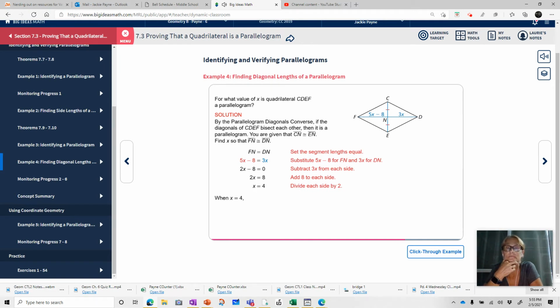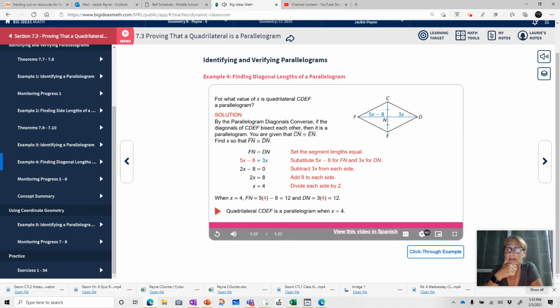When x equals 4, FN equals 5 times 4 minus 8, which equals 12, and DN equals 3 times 4, which equals 12. So, quadrilateral CDEF is a parallelogram when x equals 4. I'm hoping that you can not only see how this works, but also figure out whatever the theorem needs, figure it out that way, and then solve the problem.